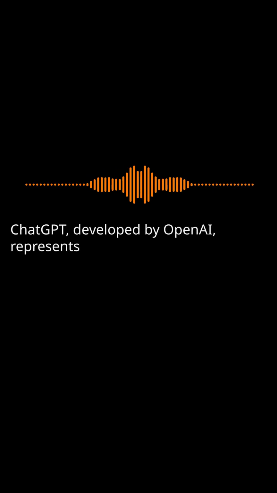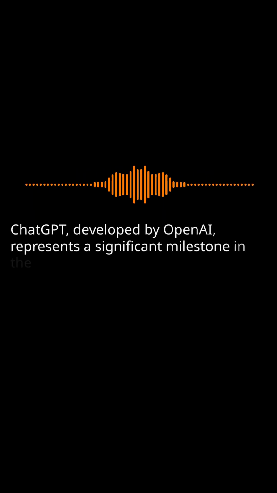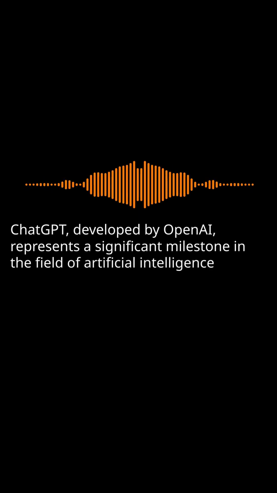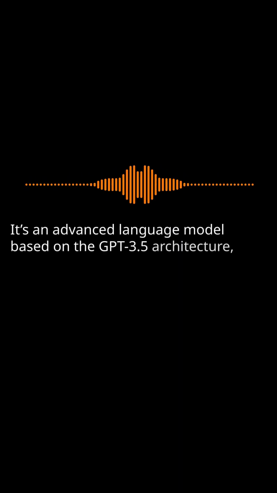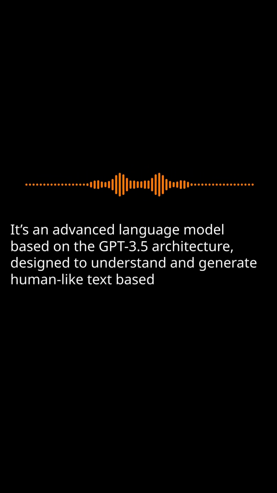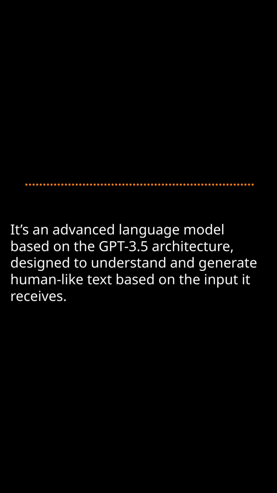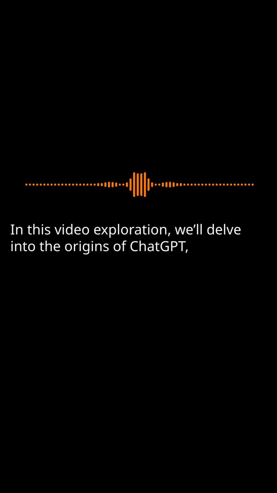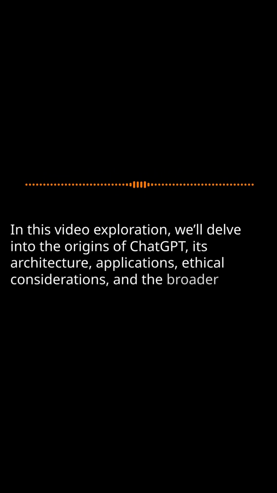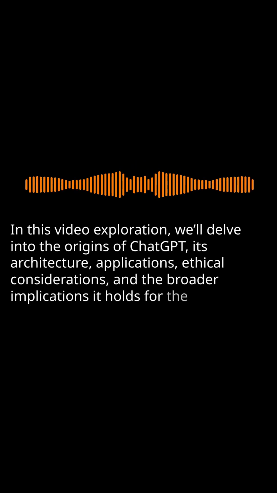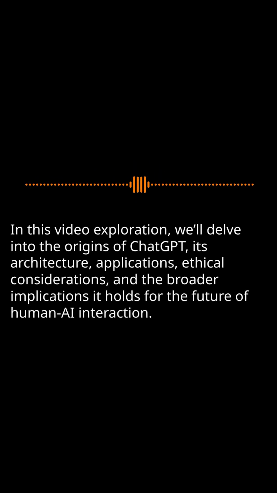ChatGPT, developed by OpenAI, represents a significant milestone in the field of artificial intelligence and natural language processing. It's an advanced language model based on the GPT 3.5 architecture, designed to understand and generate human-like text based on the input it receives. In this video exploration, we'll delve into the origins of ChatGPT, its architecture, applications, ethical considerations, and the broader implications it holds for the future of human-AI interaction.